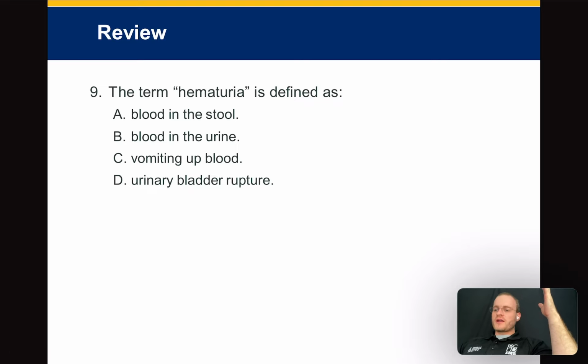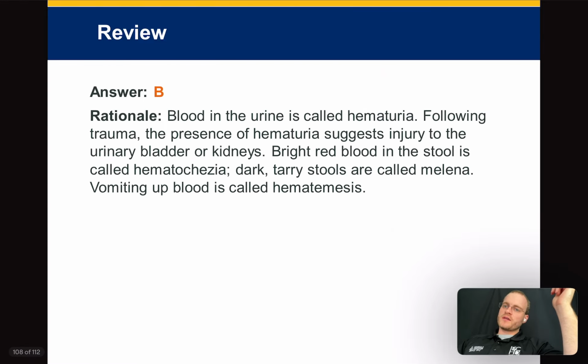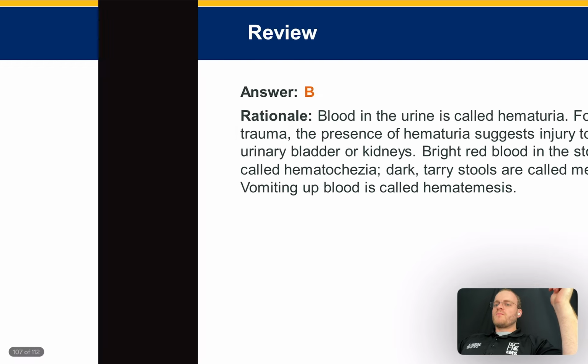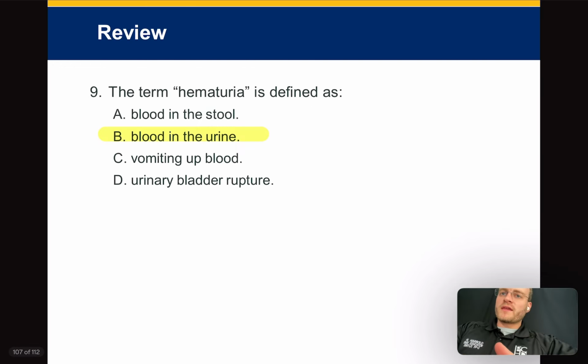I love a good medical terminology one. The term hematuria is defined as blood in the urine. Okay, here's the explanation. Oh, and this is called hematochezia, blood in the stool. Vomiting up blood is called hematemesis, and urinary bladder rupture will present with blood at the urethral meatus, or frank blood. Okay.